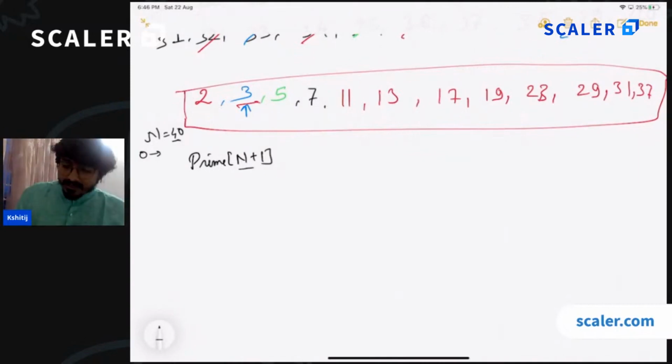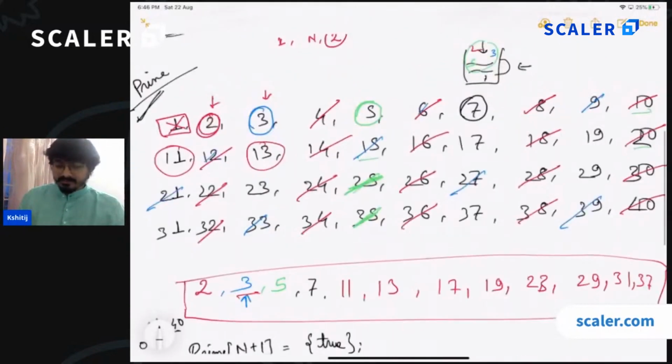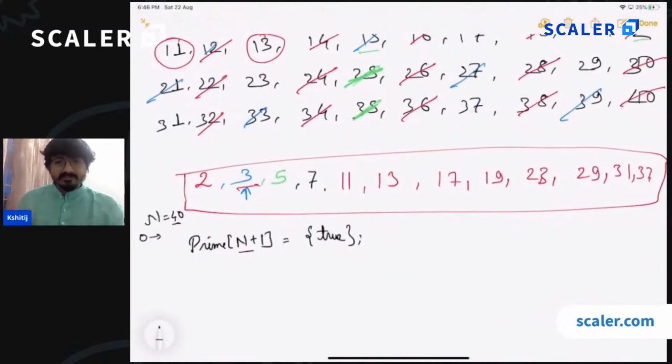And I will say that all of them are prime. So this prime array, what does it hold?